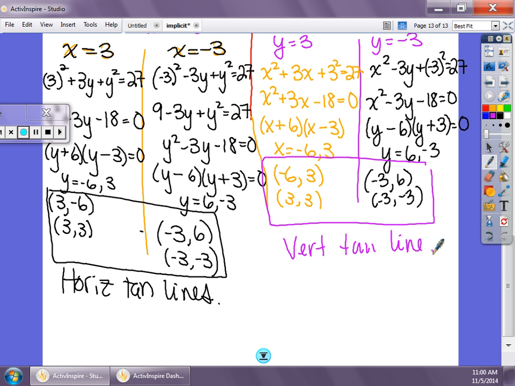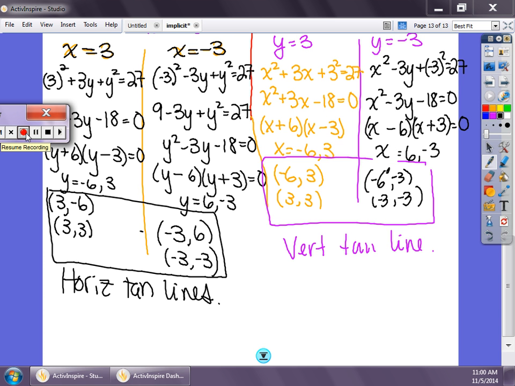Okay, now is it always going to work out like that? I don't want to say always, okay? Okay, for real this time, check your answers. Positive 6, comma, y is negative 3, x is negative 3, y is negative 3.